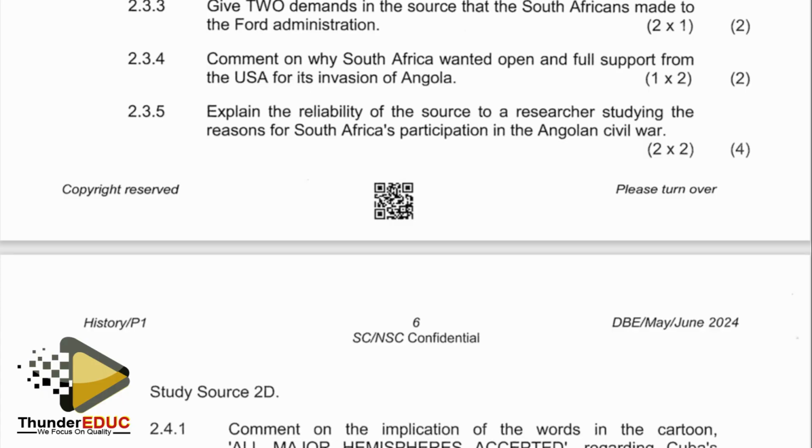Explain why, comment on why South Africa wanted open and full support from the USA for its invasion of Angola. Why did South Africa want an open endorsement for them to be involved in Angola? Right. Number one reason that we can argue, you can say South Africa wanted to show countries of the world that it was a dedicated supporter of capitalism.